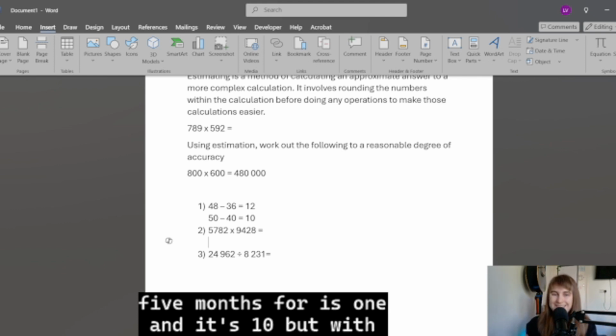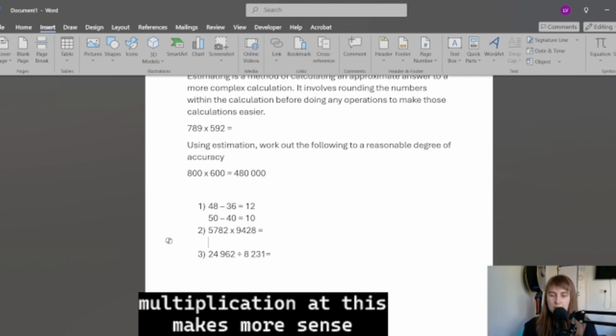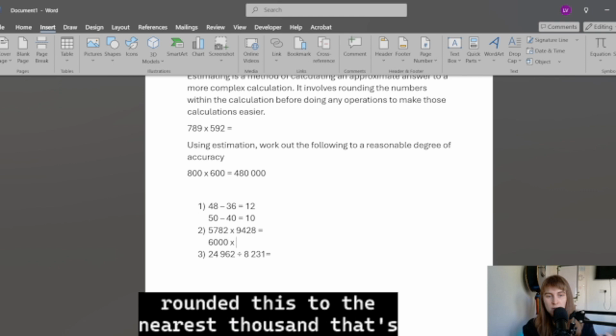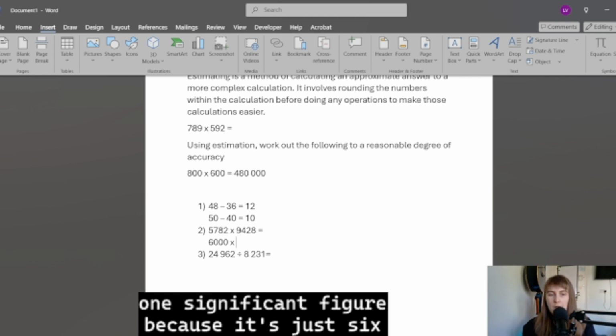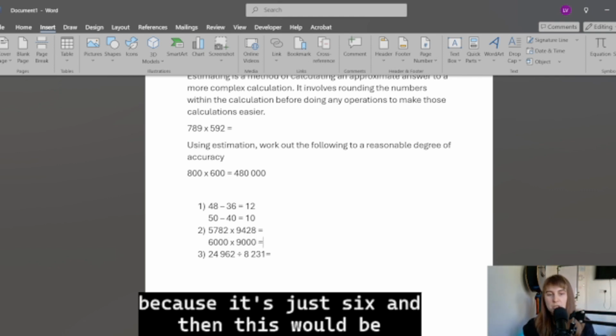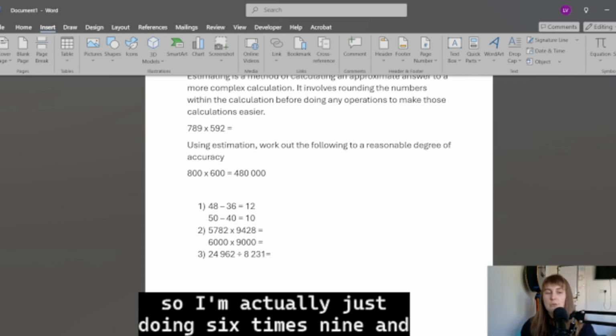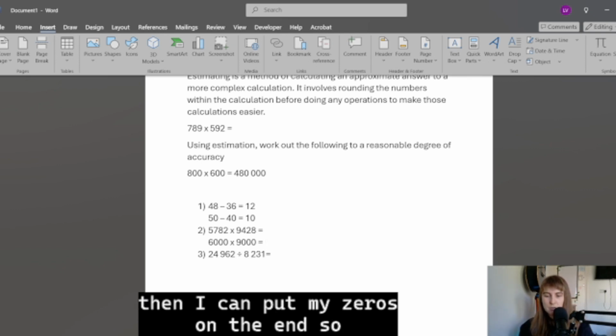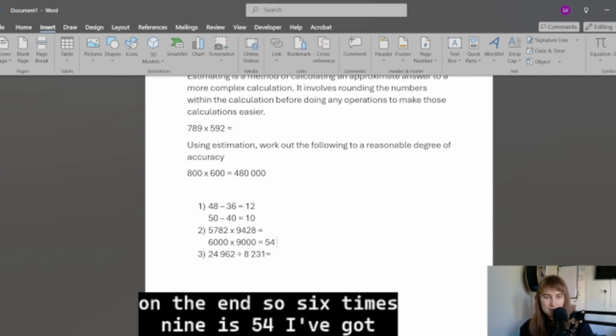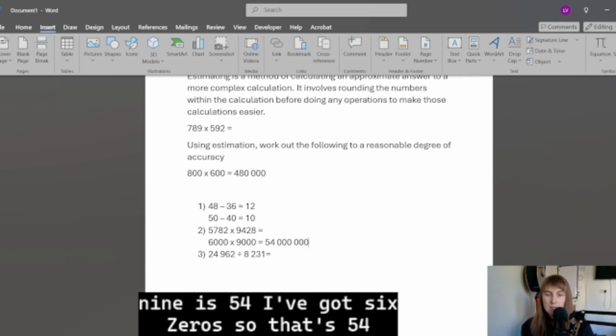But with multiplication, this makes more sense. So if I rounded this to the nearest 1,000, that's one significant figure because it's just 6. And then this would be 9,000. So I'm actually just doing 6 times 9, and then I can put my zeros on the end. So 6 times 9 is 54. I've got 6 zeros, so that's 54 million. Okay.